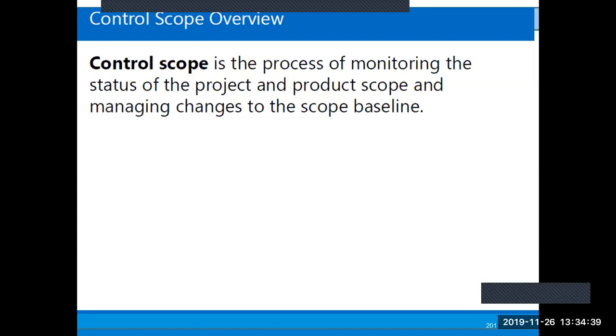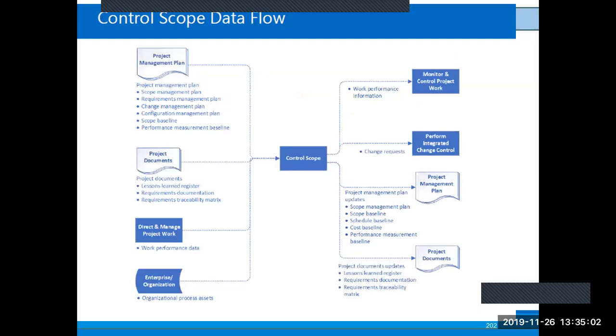Because once the scope baseline is affected, it will affect every other parameter in the project management framework, like the schedule and the cost. All the estimates that were based on the scope baseline will ultimately have to be changed. Therefore, the control scope process is so vital, and that is the relevance of it, or the key benefit.